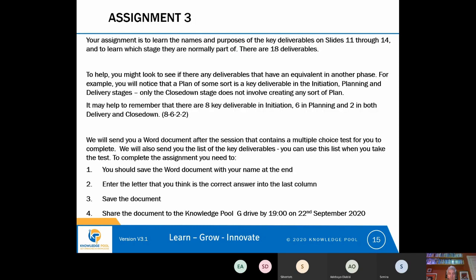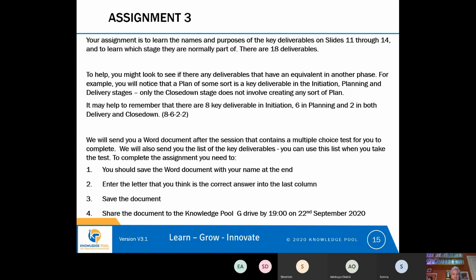And I'm going to come on to the assignment. Right, okay. So I'm going to give you assignment 3 now on the basis that you can look at the YouTube video to learn the names and purposes of the key deliverables on slides 11 through 14. And you can learn which stage they're normally part of. So there are 18 deliverables. In the next session, we'll come back and we'll discuss them in detail.